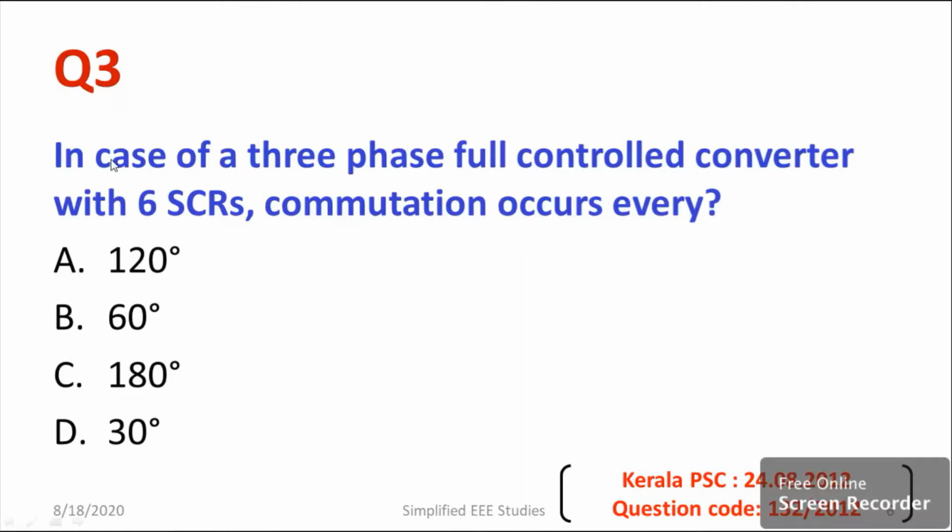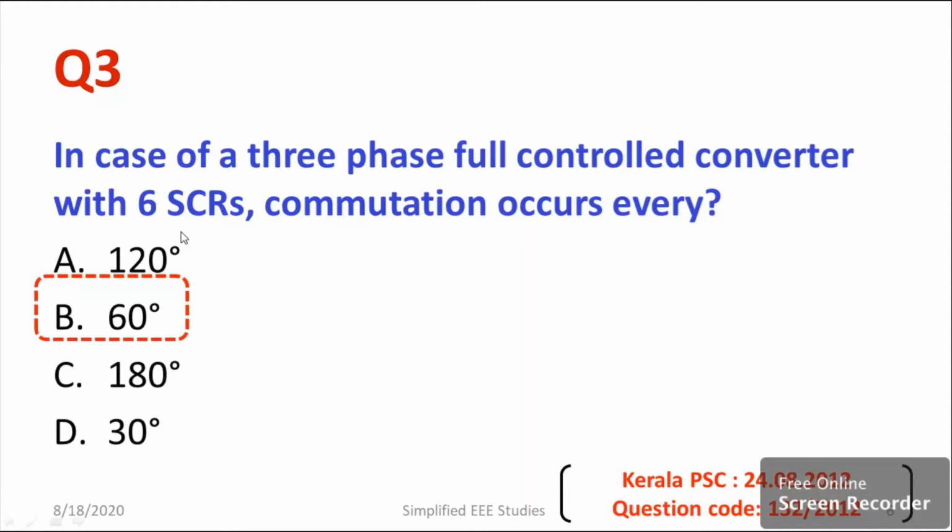I would like to explain the third question. In a three-phase full control converter with 6 SCRs, commutation occurs every 120 degree, 60 degree, 180 degree or 30 degree. Actually commutation means turning off. The commutation occurs at 60 degree for this combination, so I can go for option B.